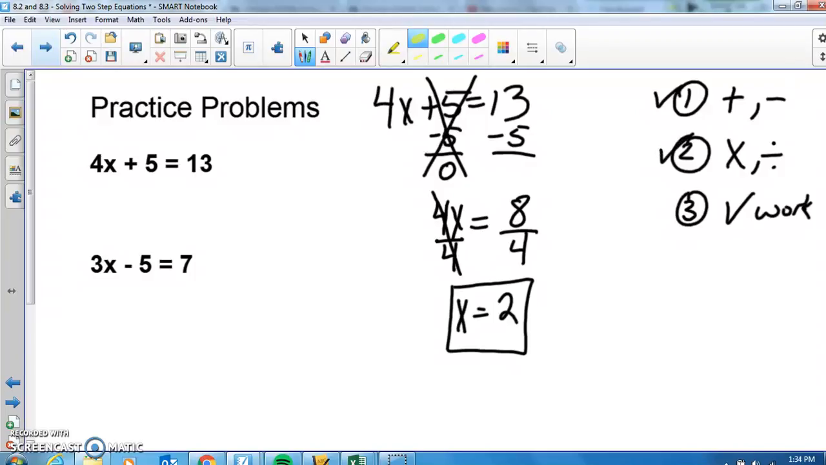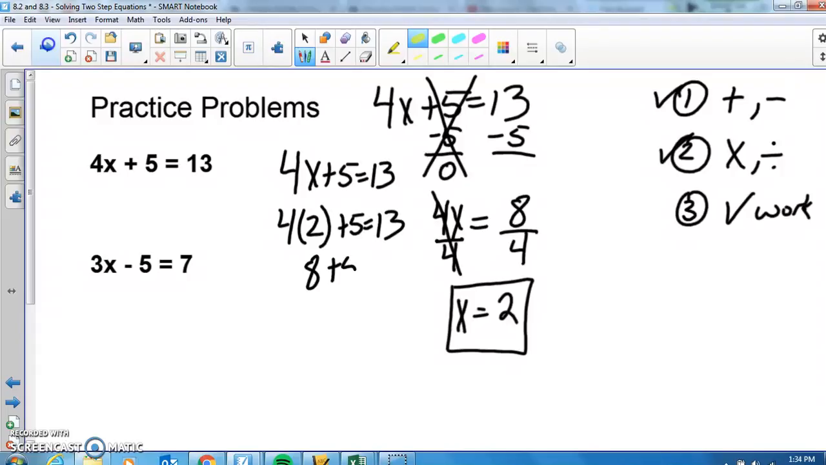Alright, now to go to my last step. I've got to check my work. So what I'm going to do is 4x plus 5 equals 13. I'm going to substitute the 2 in. 4 times 2 is 8. 8 plus 5 equals 13. So the two sides are equal with each other. So that shows me that my answer is 2. So I've checked my work.